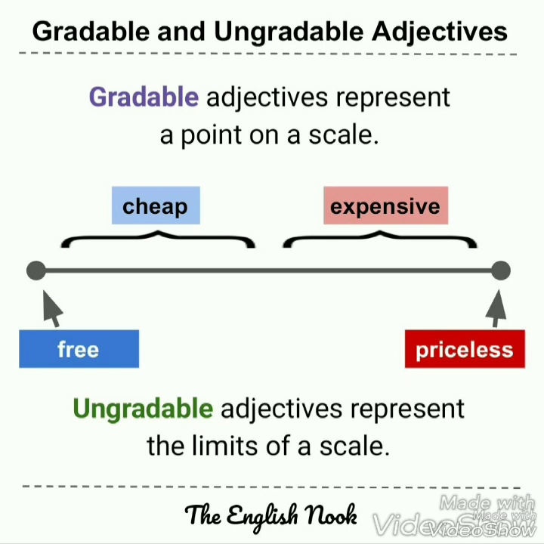Now, the limits within the scale, those points in the middle of the outside limits, those gradable adjectives, could be between cheap, it costs a little bit of money and it's not of good quality, to expensive, to something that costs a lot of money and it is a much better quality.